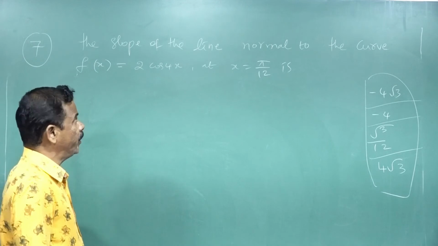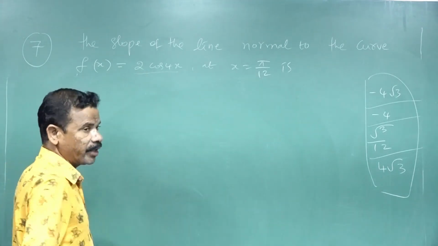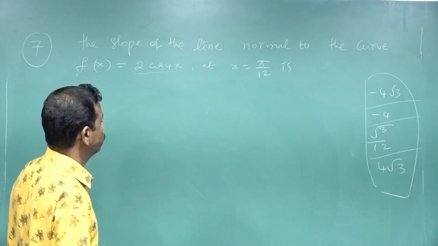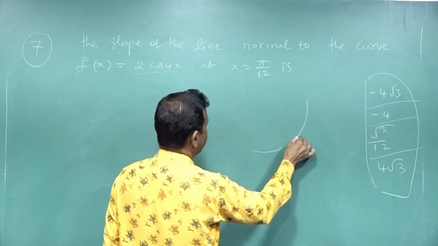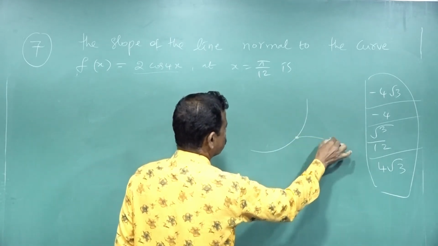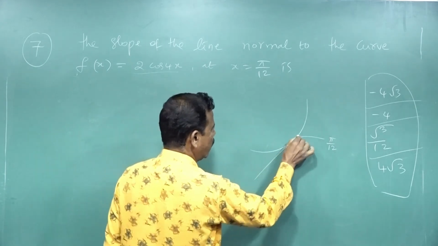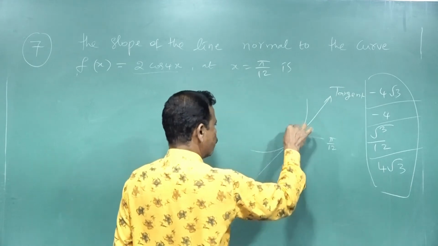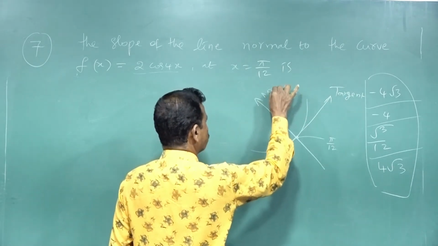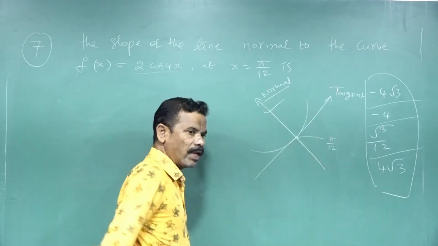The slope of the line normal to the curve f of x is equal to 2 cos 4x at x is equal to 5 by 12. So this is the function curve at x is equal to 5 by 12. This is the 5 by 12 x value. Here this is the tangent. So its perpendicular is the normal. He is asking the normal slope, this line's slope.